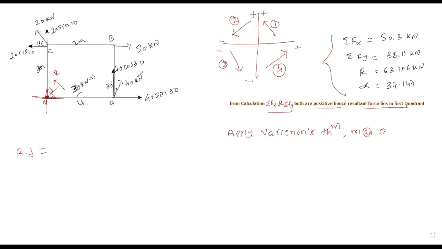Fine, let's go. Now tell me, we are starting from point A. We have two forces, 40 sin 30 and 40 cos 30. Now type in the chat box which force will create a moment. Which of the two forces will create a moment? Tell me.